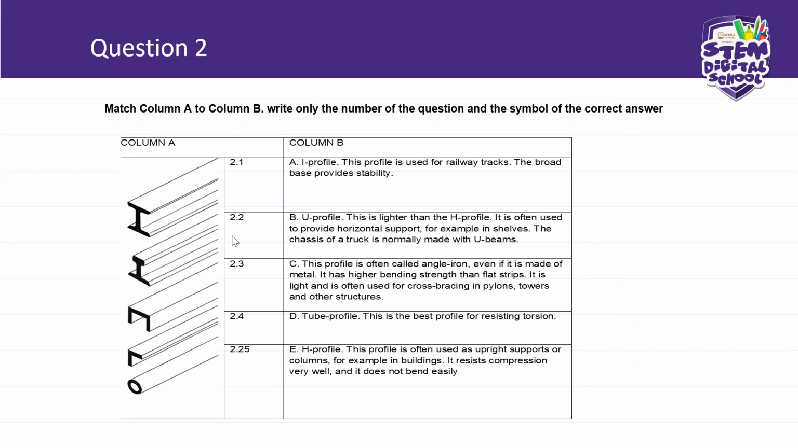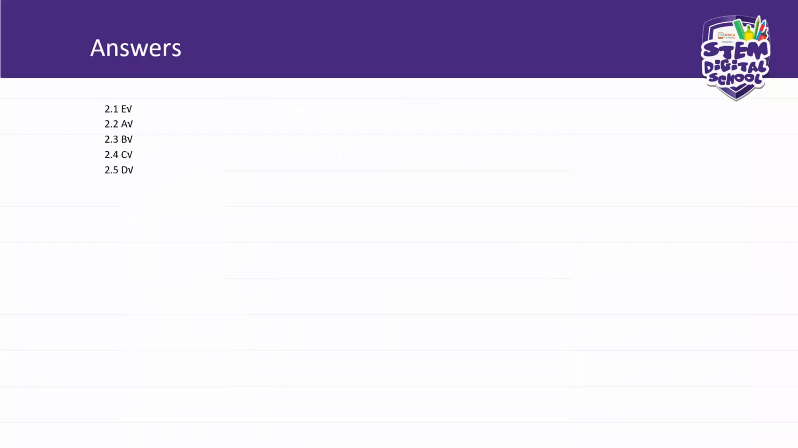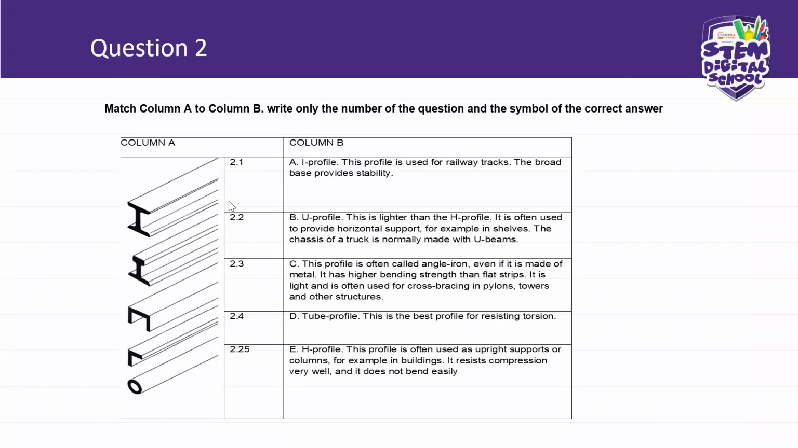Okay, right. Now, these are the columns and the beams. Let's match them. This is the correct answer. These are the correct answers. But I want you to understand why these are the correct answers. Let's come back to this question. Right. 2.1, which description fits 2.1?